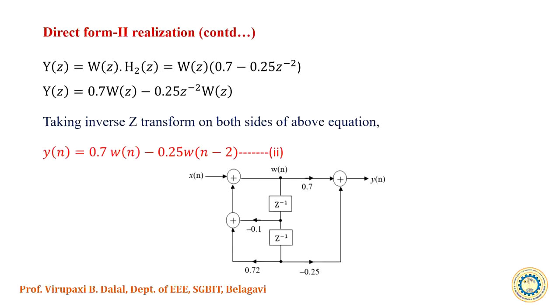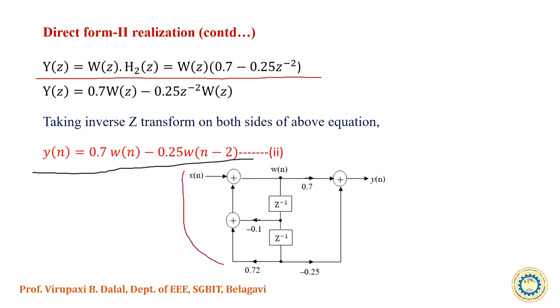And similarly, H2(z), which represents the zeros of the transfer function, that is Y(z) equal to W(z) H2(z), is equal to W(z) multiplied with 0.7 minus 0.25 z raised to minus 2. Simplifying, Y(z) equals 0.7 W(z) minus 0.25 z raised to minus 2 W(z). Take the inverse z transform on both sides, we'll get y(n) is equal to 0.7 w(n) minus 0.25 w(n minus 2). Using equation number 1 and equation 2, direct form 2 is realized as shown here.